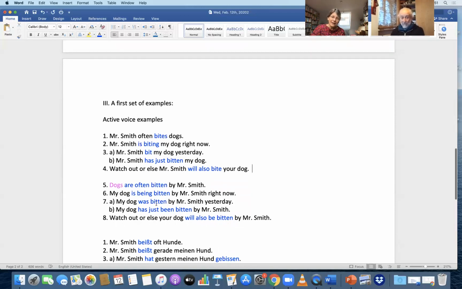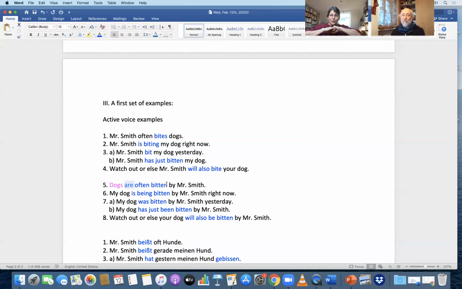Now, I'm putting them here into the passive voice. So, Mr. Smith often bites dogs becomes dogs are often bitten by Mr. Smith. So, this is simple present. Are is in the simple present, and then we have the past participle. And one thing to add to participles: when we hear present participle, we associate that with the present, but that's not true. The present participle can be an adjective in a sentence that's said in the past or in the future, and the past participle can form a passive voice future tense.